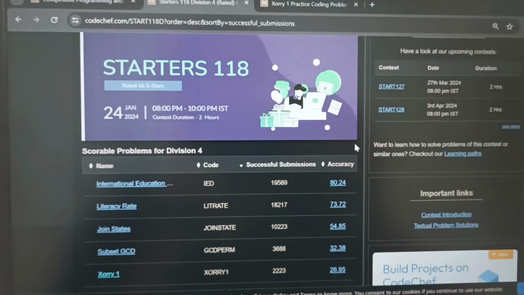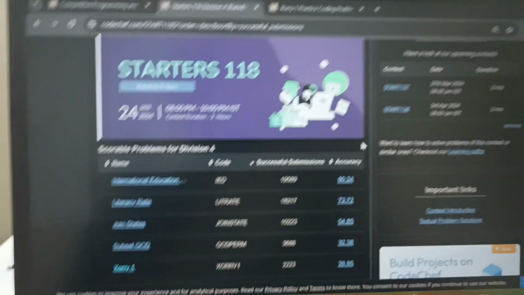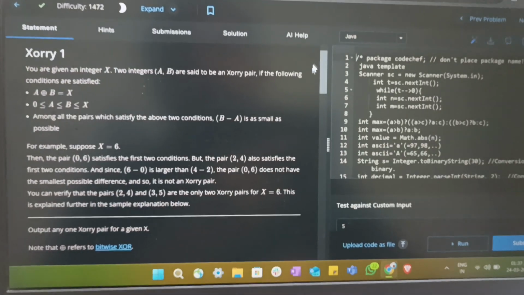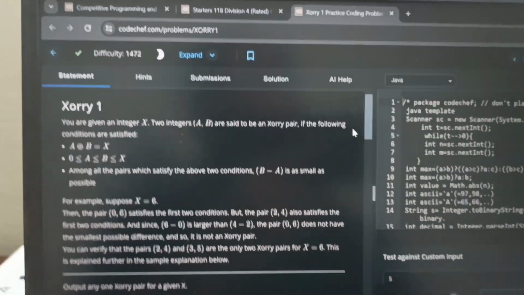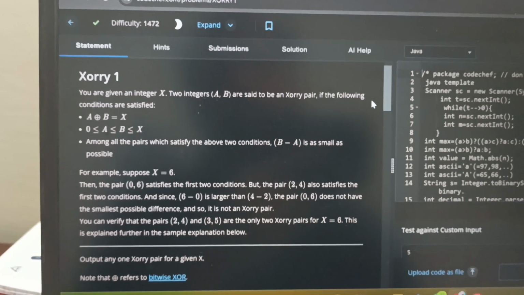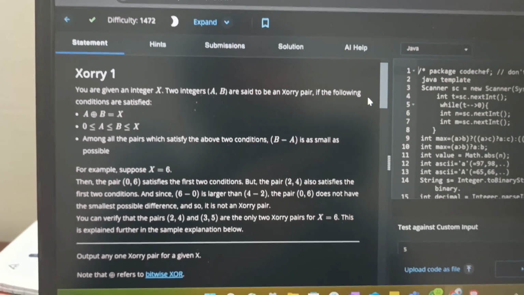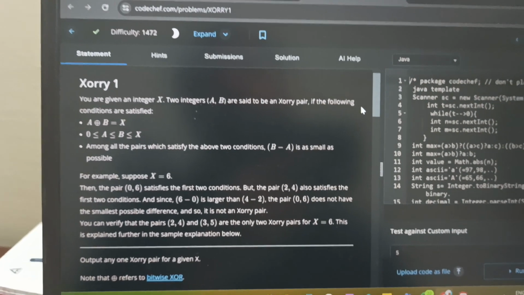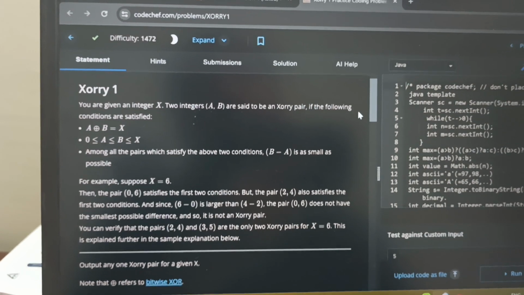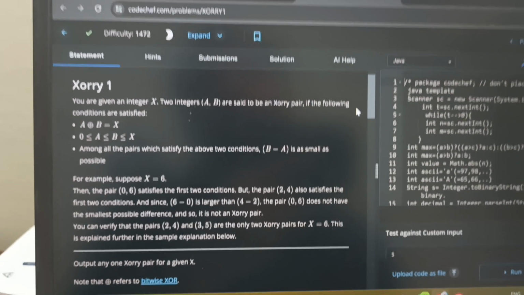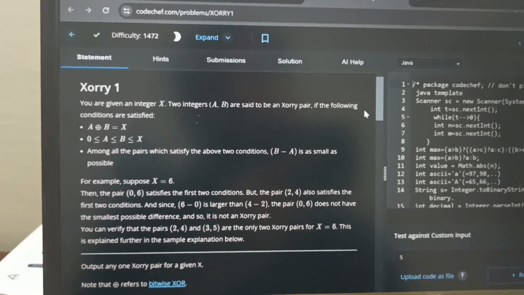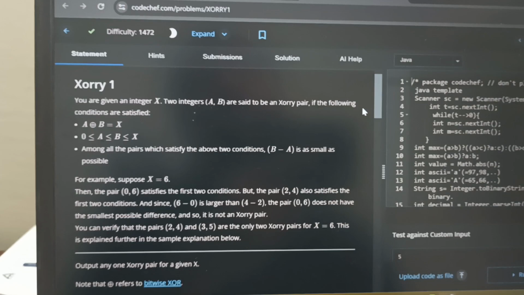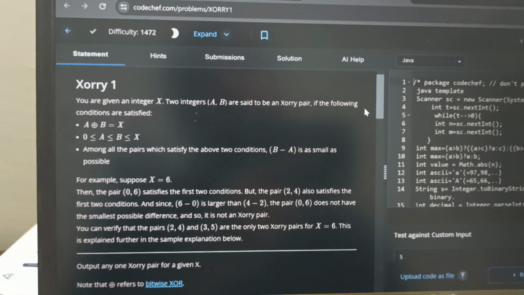Today I am going to solve a question on status 118. The question is jury 1. Here the question says you are given an integer x. Two integers a and b are said to be a jury pair if the following conditions are satisfied: a OR b equals x, and a and b are less than x and more than or equal to 0. Among the pairs which satisfy the above two conditions, b minus a is as small as possible.